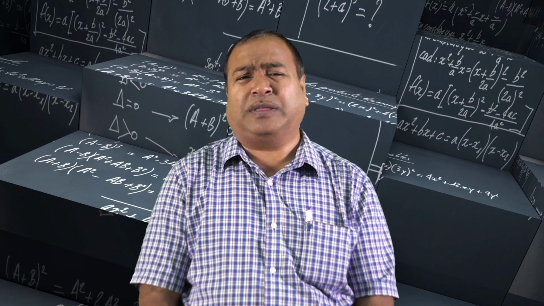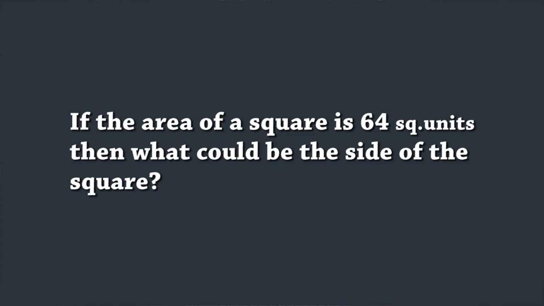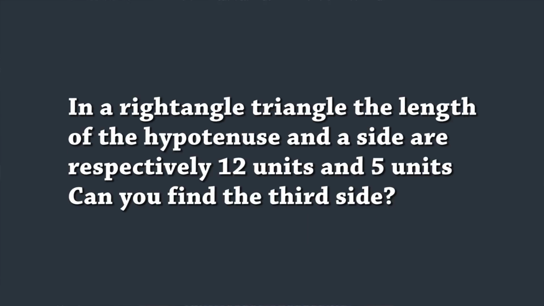Let me ask you some questions. If the area of a square is 64 square units, then what could be the side of the square? In a right angle triangle, the length of the hypotenuse and a side are respectively 12 units and 5 units. Can you find the third side?